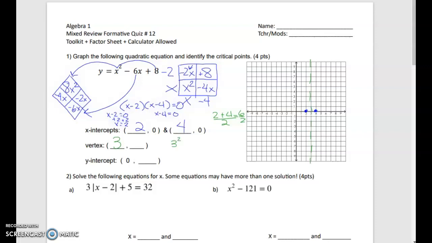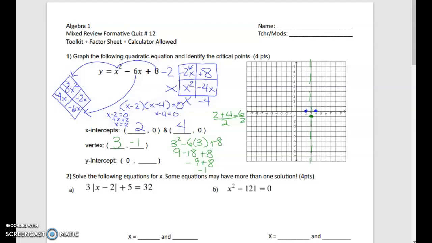3 squared minus 6 times 3 plus 8. 9 minus 18 plus 8. That's negative 9 plus 8. That's negative 1. So my vertex is at 3, negative 1.